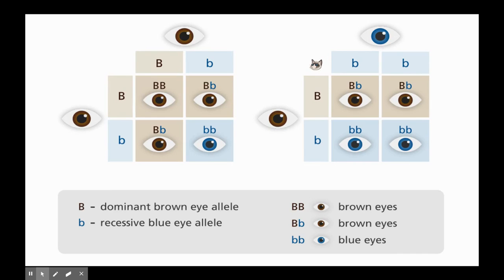Yet another example here, we have one parent who is homozygous recessive being crossed with a heterozygous parent. And so the genetic outcome is a 50% probability of being heterozygous with brown eyes and a 50% probability of being homozygous recessive with blue eyes.